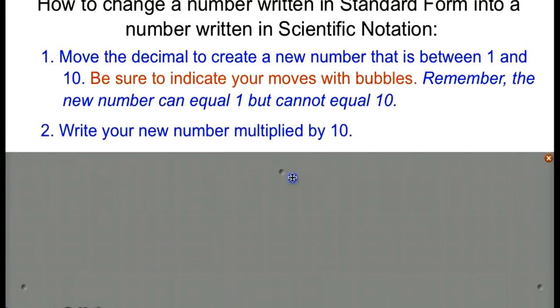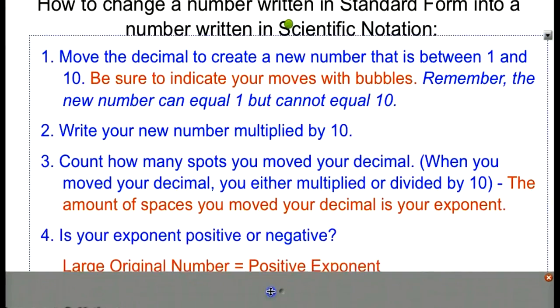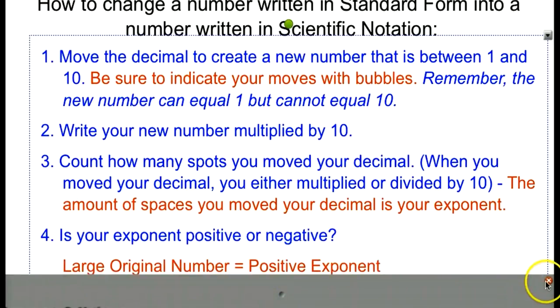The second part is you're going to write your new number that you've created and multiply that by 10. So you're going to write your new number times 10. Number 3, you're going to count how many spots you moved your decimal. When you move your decimal, you're either multiplying or dividing by 10. So the amount of spaces you moved your decimal is your exponent. And number 4 is your exponent, positive or negative.